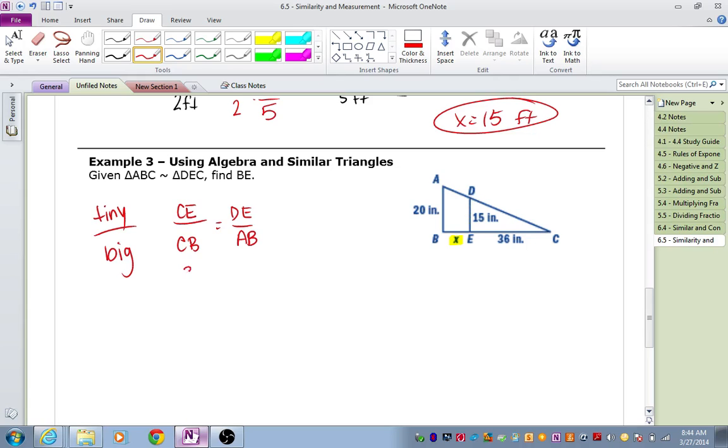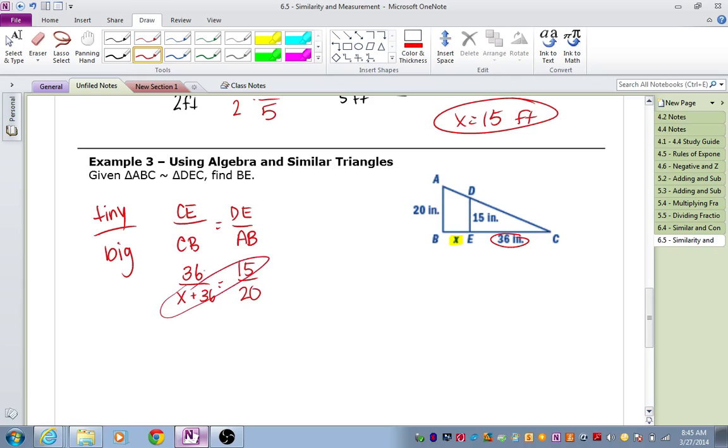So CE is 36 right here. But CB, the problem is we have this part is X and this part is 36. So if we want the whole side, it would be X plus 36. We have to combine them together. DE is 15 and AB is 20.